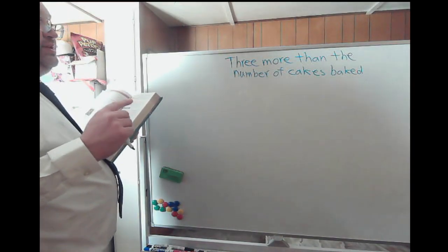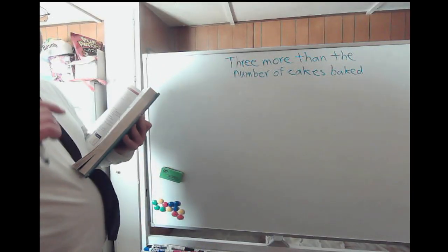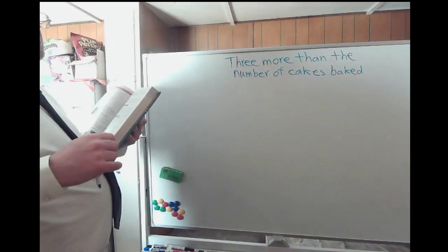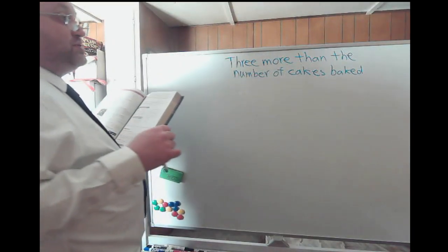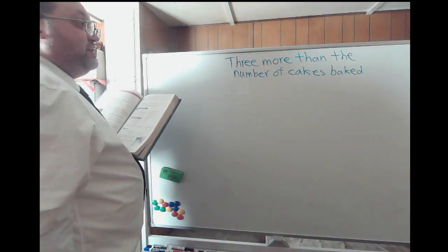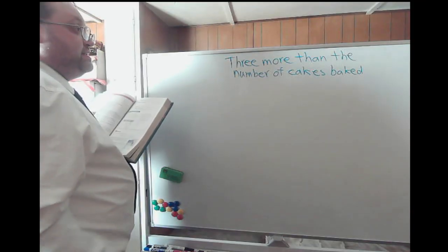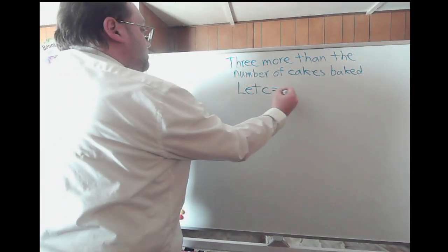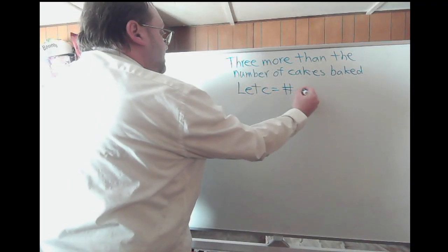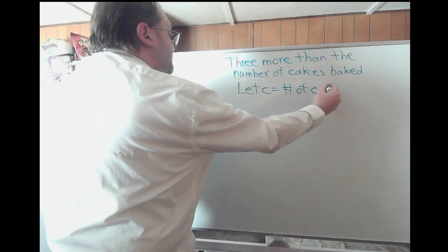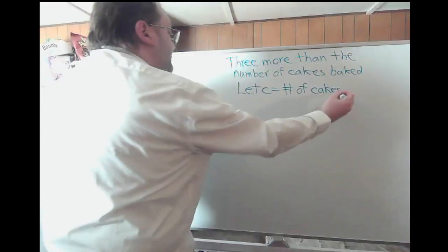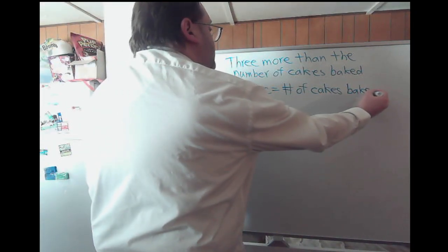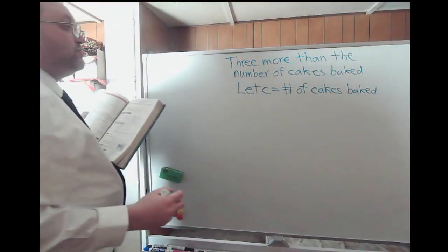So we want to use a let statement. We want to pick an appropriate variable. It could be anything except for E or I again. Just don't use those two when you're doing variables. But you could pick anything you want for a variable letter-wise. I'm going to say let C equal number of cakes baked. We'll say C will be the number of cakes baked, right?